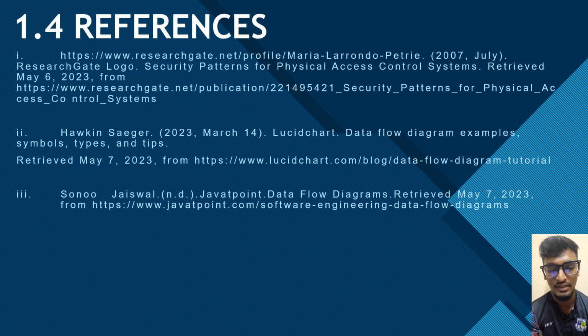We used the first reference to get the security pattern for the physical access control system. Then the second one is Lucidchart to get the data flow diagram. Third is Javatpoint.